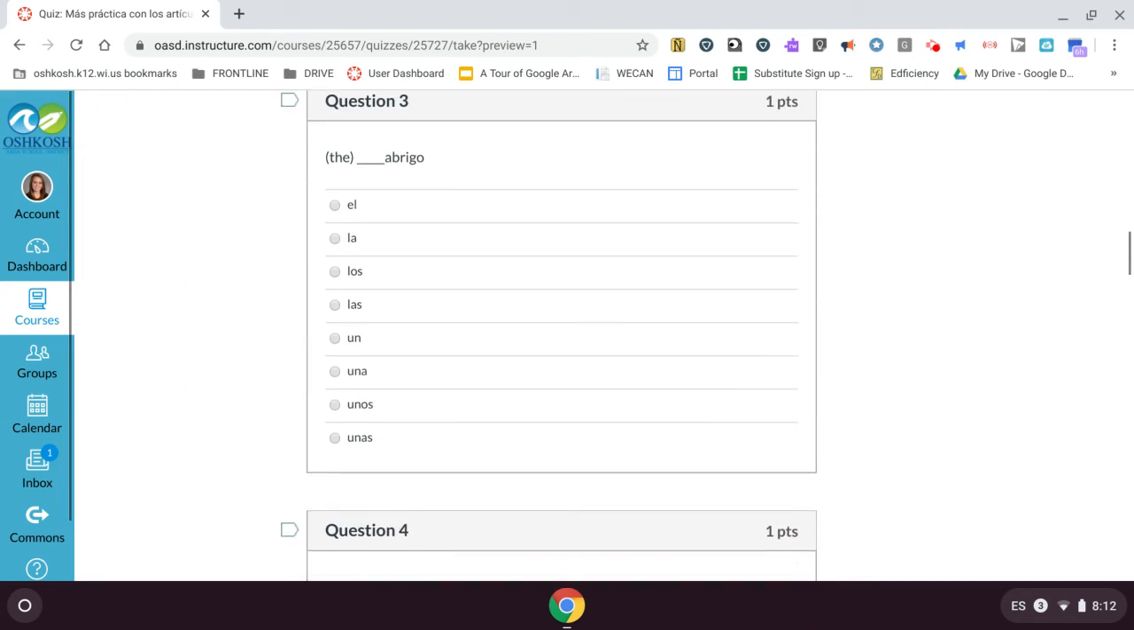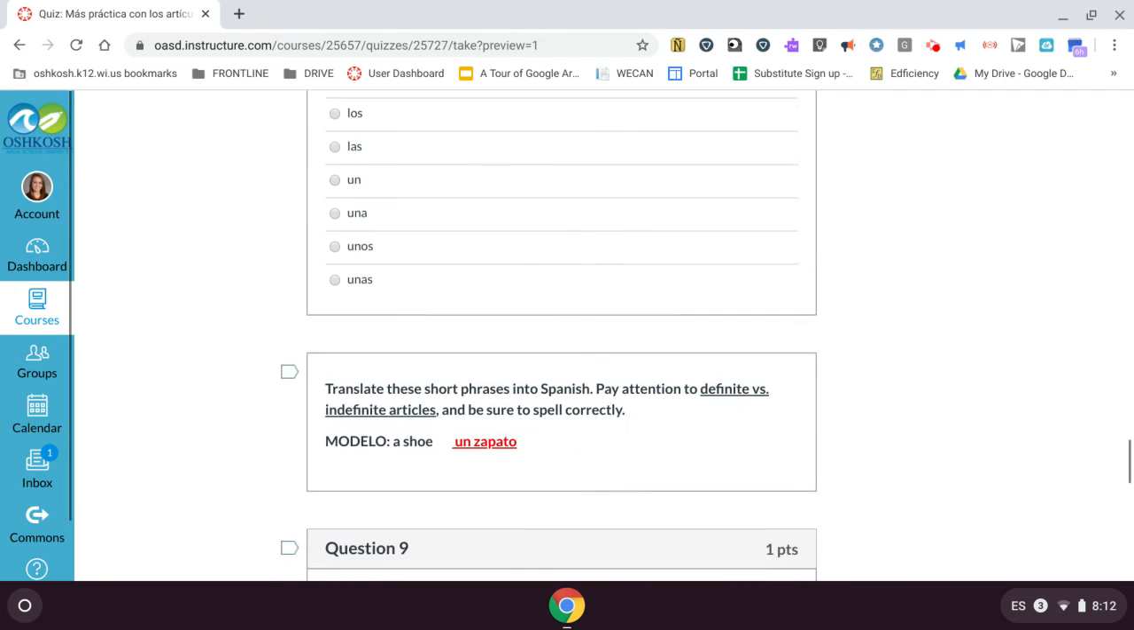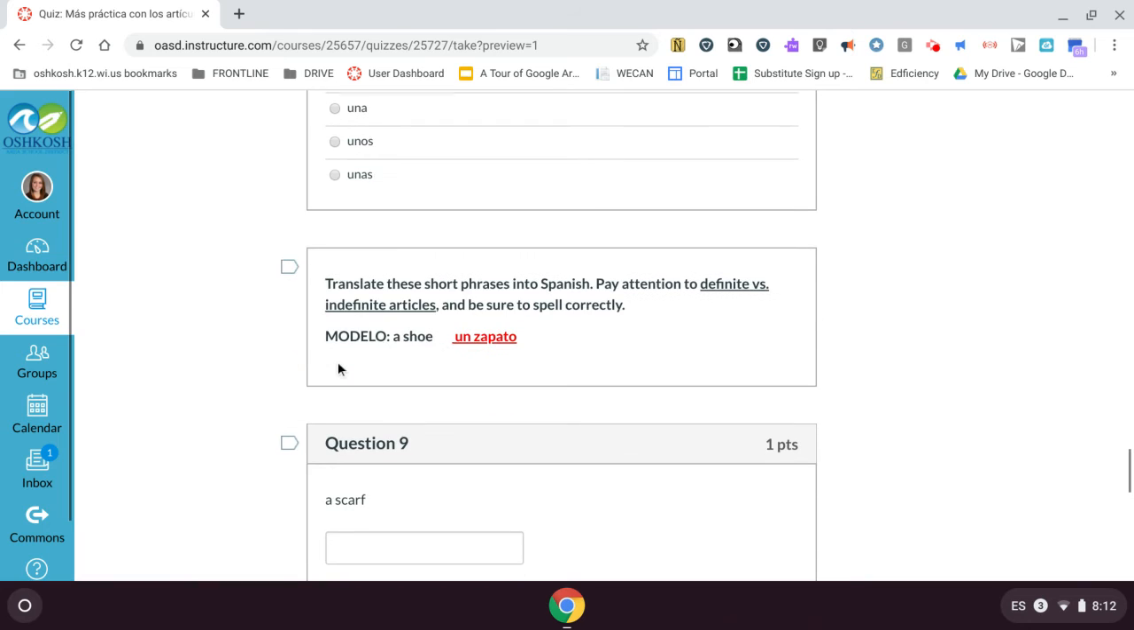Okay, I'm going to let you do these other multiple choice ones by yourself, but I am going to help you with the bottom really quickly. So when we get to question 9, there's a change in rules. It says translate these short phrases into Spanish. Pay attention to definite versus indefinite articles and be sure to spell the word correctly.